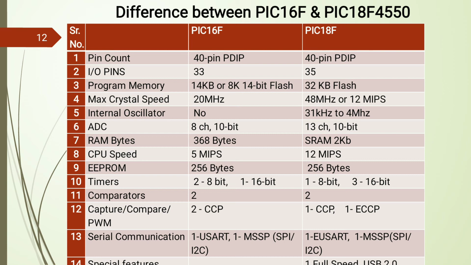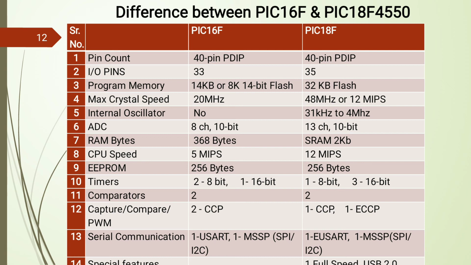ADC, if we consider the analog to digital converter, in PIC 16F an 8 channel 10-bit resolution ADC is used, that is we can connect 8 analog inputs to the PIC 16F. But in case of PIC 18F, 13 analog channels are available, so additional channels are provided at port B, and the earlier 8 channels are available with port A and port E as in PIC 16F, but the additional analog input channels are provided at port B, and its resolution is again the same, that is 10-bit resolution.